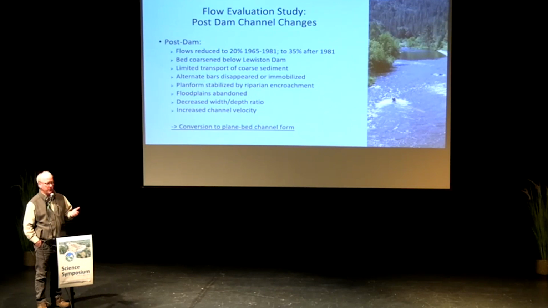Overall, we lost the ability to transport some of that coarse sediment, and the alternate bars that were there in portions of the river became fossilized because of riparian vegetation and the lack of renewal of high flows to strip the bars out and move them around. So the planform became stabilized by riparian encroachment. The floodplains that were active before the dam were abandoned. They were no longer accessed by the river. The channel actually deepened a little bit. The riparian berms narrowed the width, so we decreased the width-depth ratio.